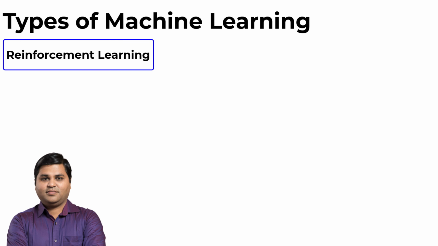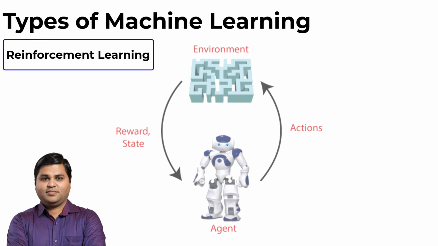Reinforcement learning is a type of machine learning where the computer learns by trial and error. It's like how you learn to ride a bike by trying it out and getting feedback from your parents or teachers. In reinforcement learning, the computer tries out different actions and receives feedback in the form of rewards or punishments. Based on this feedback, the computer adjusts its actions and learns to make better decisions over time.